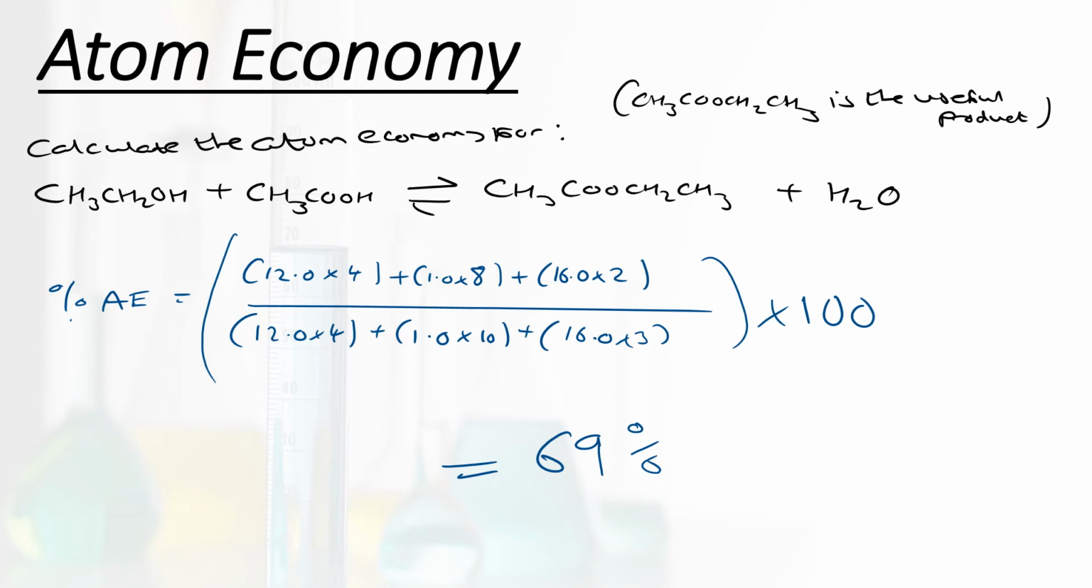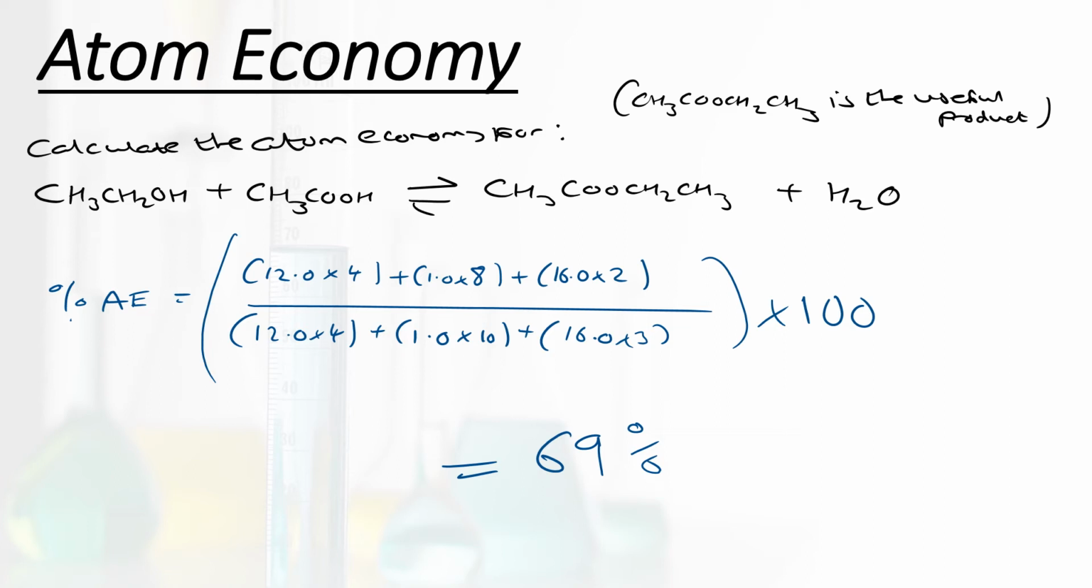And so we're going to work out our atom economy. Our ester is the useful product. We're going to take our molecular mass of that useful product divided by the sum of the molecular masses of our reactants. Remember, to work out the molecular masses, we just sum the atomic masses of each element involved. And when we do that calculation, times it by 100, we find that our atom economy is 69%. So that means that 69% of our atoms from the reactants have gone into the useful product. Another way to think of it is that 31% of those atoms get wasted going into the water.